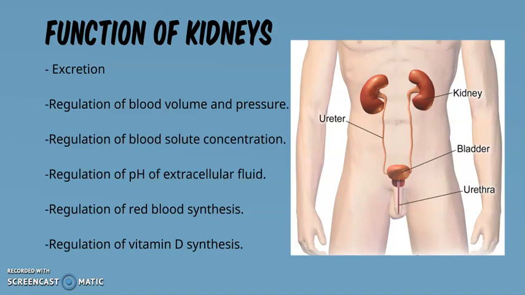The kidneys also regulate the blood solute concentration of major ions such as sodium, potassium, and calcium. In addition, the kidneys regulate the pH of extracellular fluid by secreting hydrogen ions. Through the secretion of erythropoietin, the kidneys are also able to regulate the synthesis of red blood cells in the red bone marrow. Lastly, the kidneys take part in the regulation of calcium levels by regulating the synthesis of vitamin D.